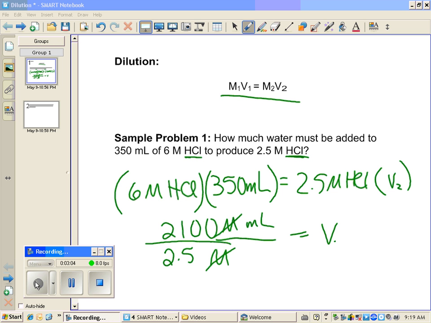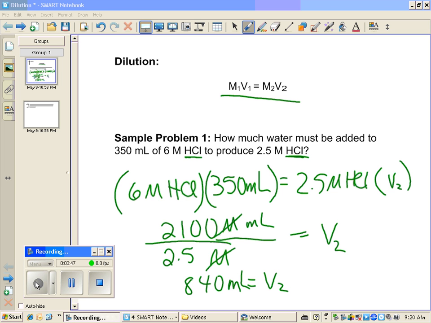Does everybody understand what I did there mathematically? So I multiply this, divide it by 2.5. So when I do that, my answer comes out to be 840 milliliters equals V2. Now this is important. I want everybody to listen to me. Don't do anything else because this is important. That means that if I take 350 milliliters of 6 molar HCl and have that in a container, then to get my molarity to be 2.5, I have to have a total volume of 840 milliliters.